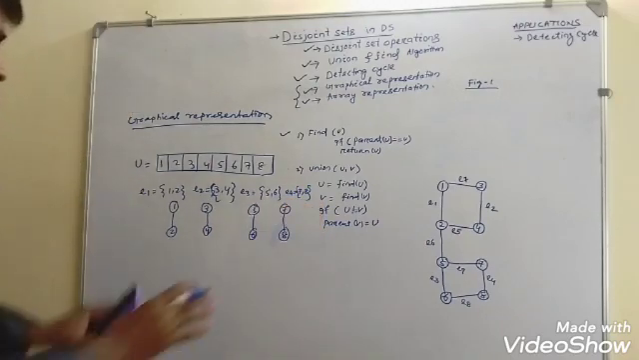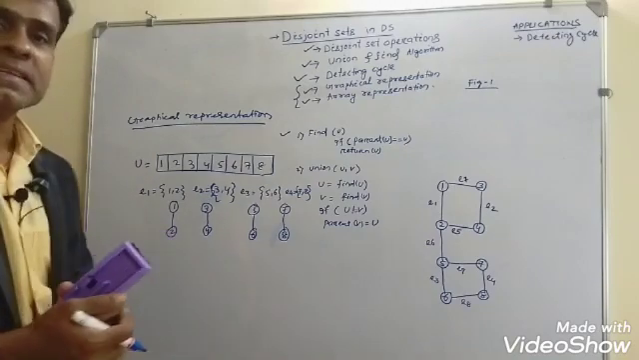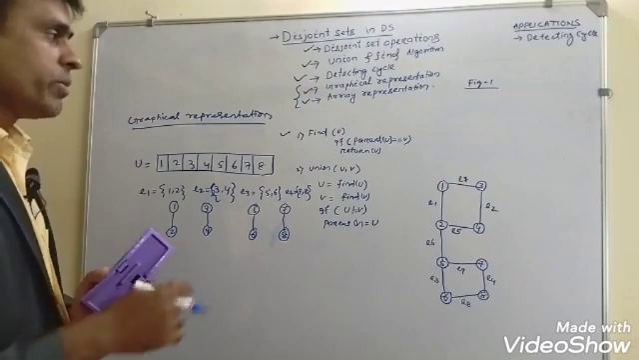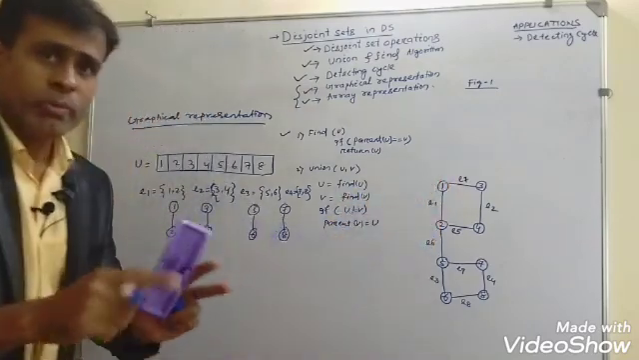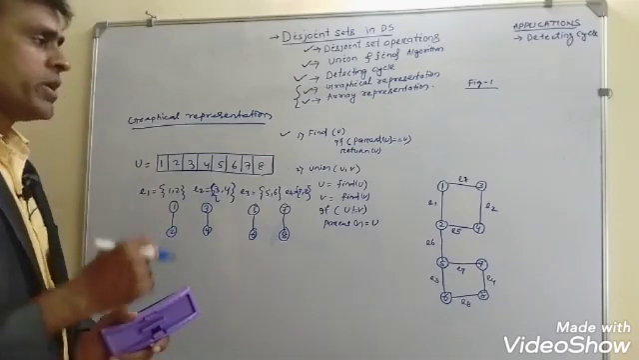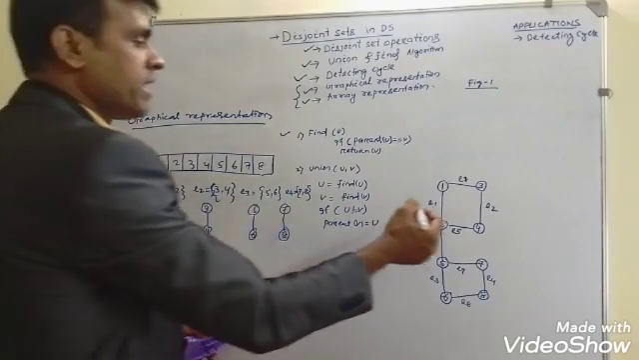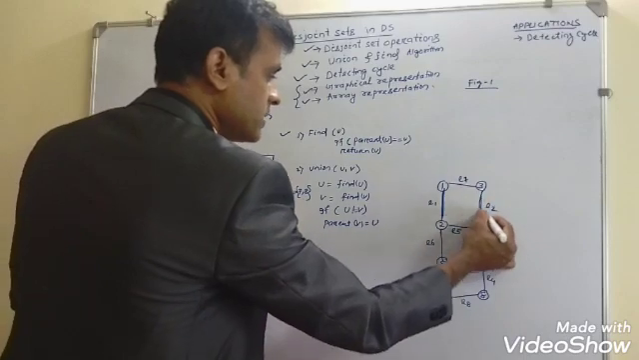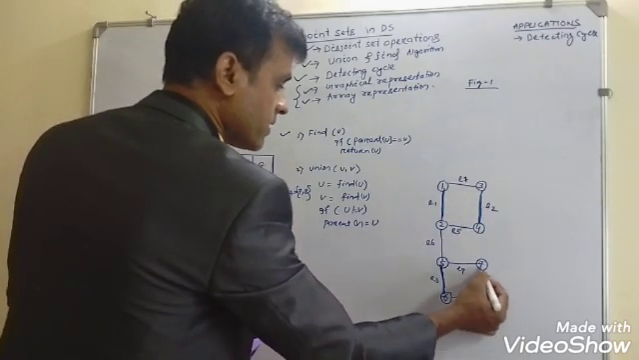Now till now we didn't get a cycle. Why? Because all are independent and all are disjoint. Now we will go through one by one, including all the edges of this graph one by one. So now you tell me what edges we have included. E1 we have included, E2 we have included, E3 also, E4 we have included.